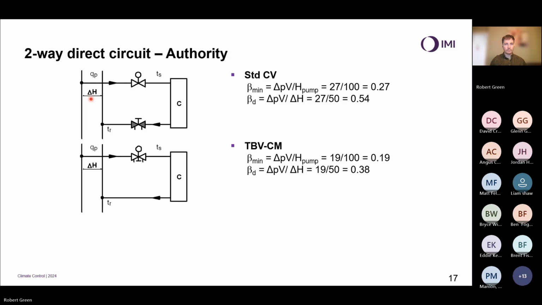On the TVVCM valve, it's a slightly different design. So at my design flow rate, we would have 19 kilopascals across the control section of it. So that would give me an authority of 0.19, versus at design an authority of 0.38. So we can see in this particular example, the standard control valve and balancing valve is going to win out. It's going to give me a better authority if we're talking standard control.